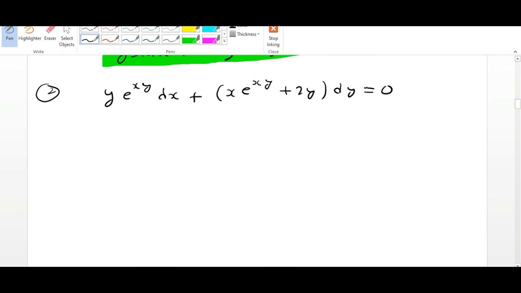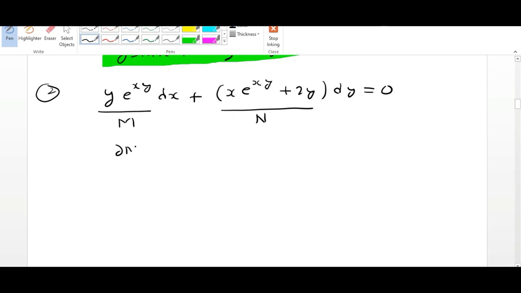So again, this may be a Bernoulli's form. We cannot say whether it can be put into a Bernoulli's form or not. So we need not check for the Bernoulli's equation. We will first see whether it is an exact differential equation or not. So we will take this term as M and this term will be N.